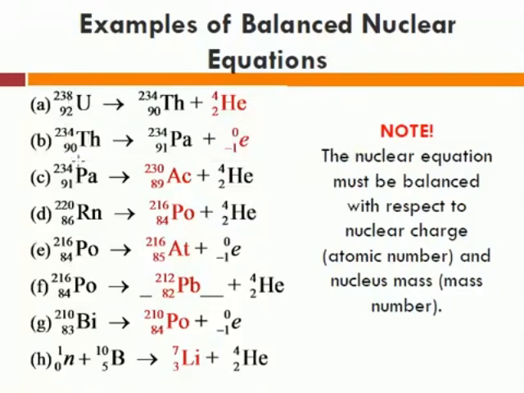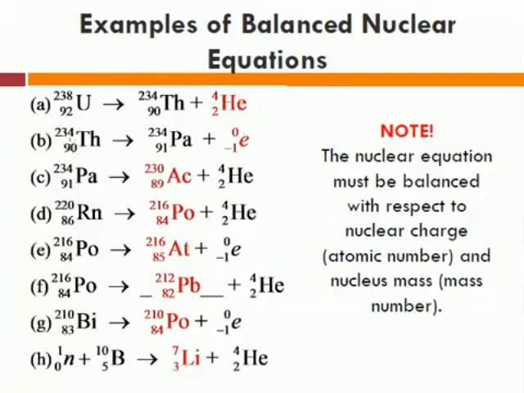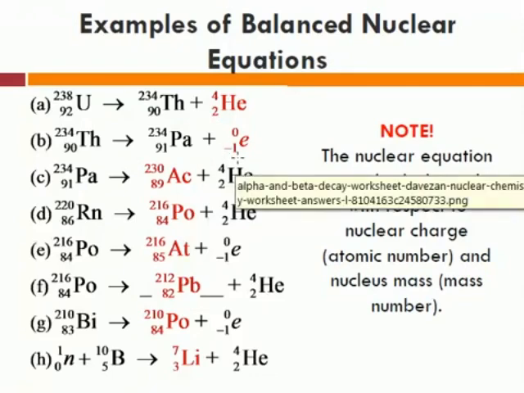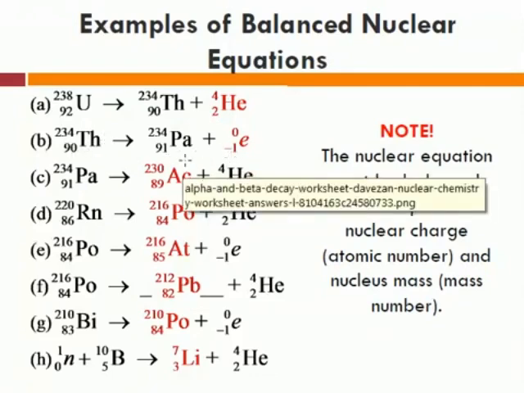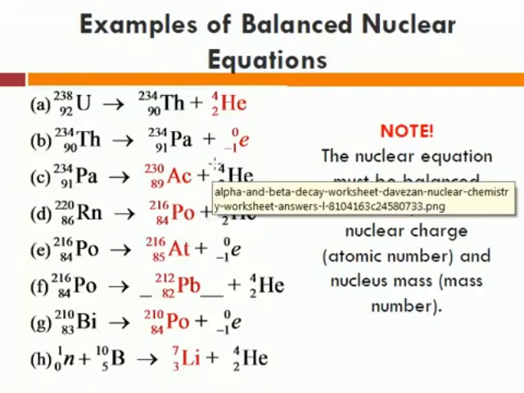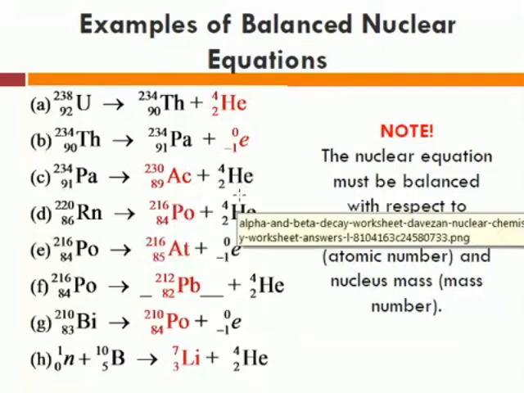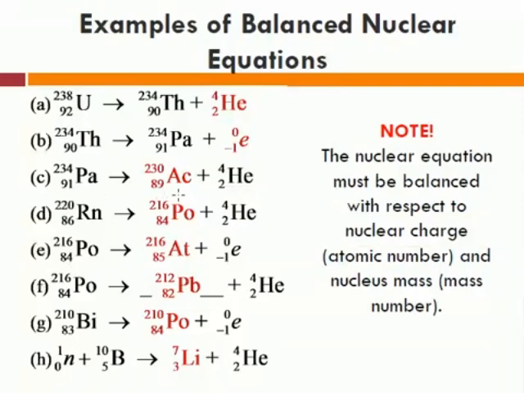So that is balanced. For letter B, we have 234 here. 234 plus 0 is still 234. 90 here, 91 plus negative 1, so we have 90. So balanced, 90, 90. Letter C, 234 here. We have 230 plus 4, so we have 234, so that is balanced. 91 here, 89 plus 2, that is 91, so balanced.